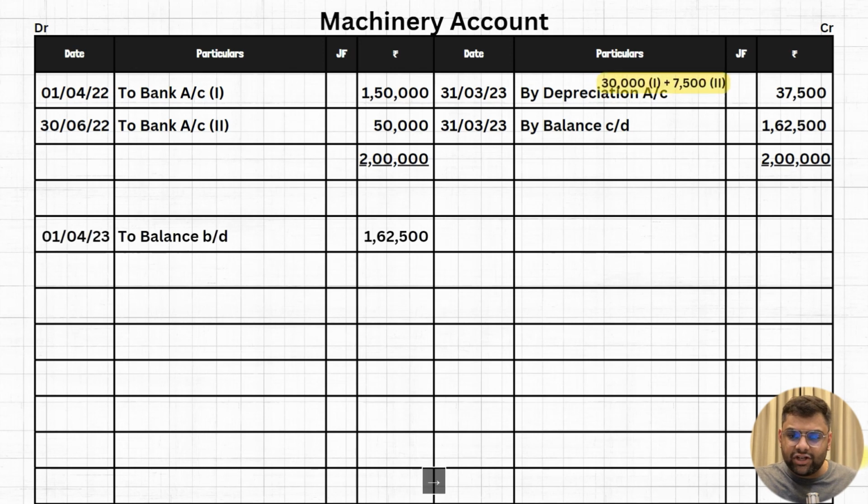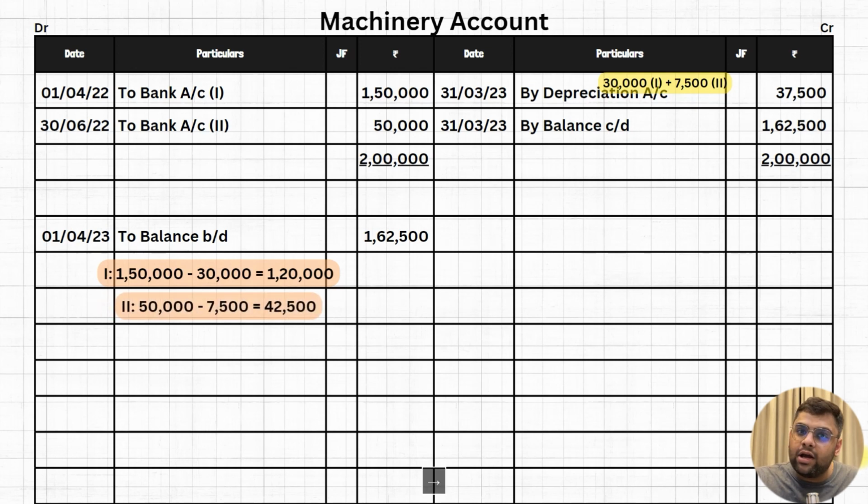ये जो by depreciation है, that included 30,000 dep on machinery 1 and 7,500 dep on machinery 2. तो ये opening balance का breakup क्या है? Opening balance includes machinery 1 of 1,50,000 cost minus 30,000 dep 1,20,000 and machinery 2 का written down value क्या है? 50,000 cost minus 7,500 depreciation 42,500. So 1,20,000 plus 42,500 gives you 1,62,500, which is nothing but the opening balance.